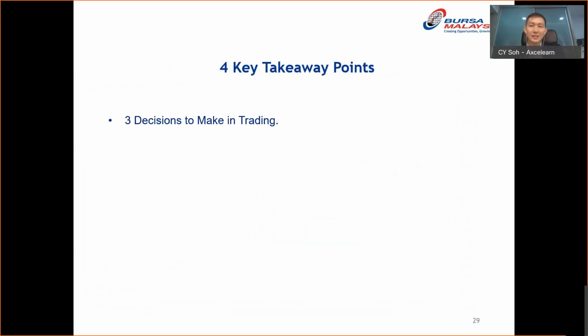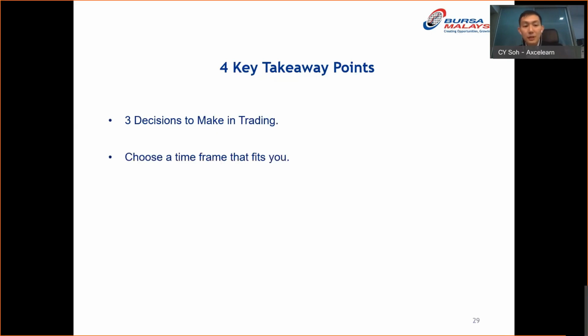The 3 key decisions are the entry strategy: when are you going to buy, how are you going to buy, as well as how much you are going to buy. The exit strategy is how you are going to exit the market, whether you're taking profit or cutting your losses out. And the last one is how are you going to hold your trade so that you are able to capture a longer and bigger profit.